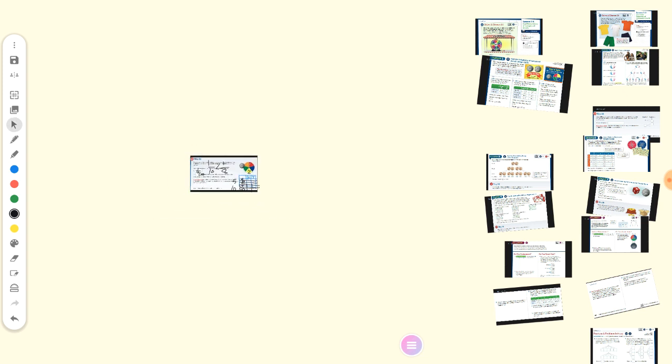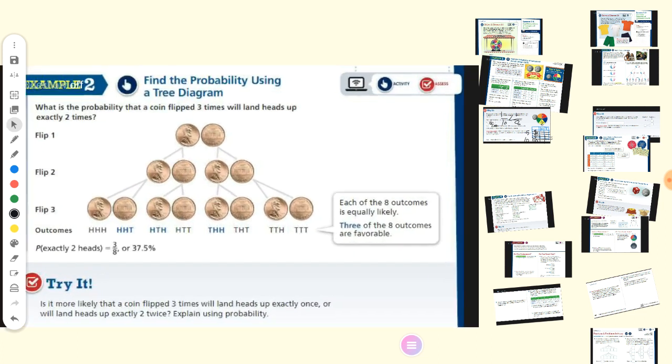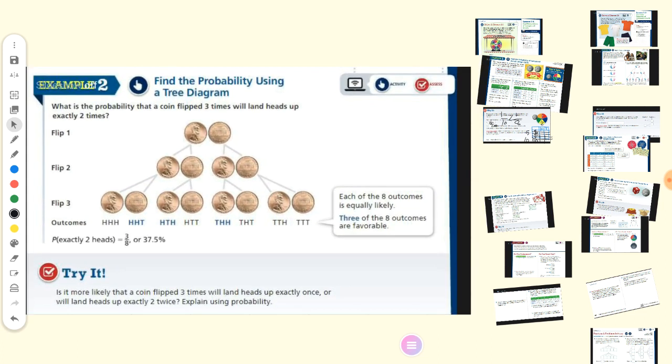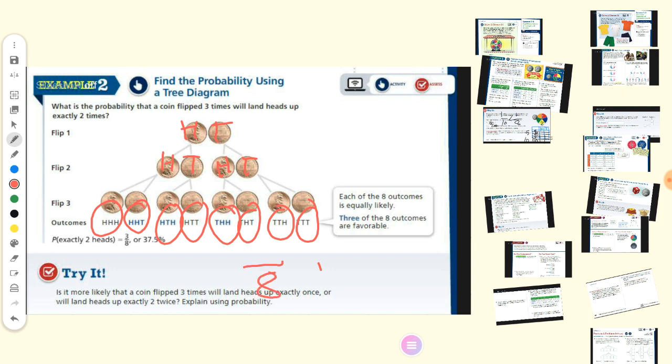Okay. Also, what are we still doing? How to find the probability of one event. If we flip the coin 3 times, first time head or tail, second time head or tail, third time head or tail, and so on. First time head, tail, head, tail, head, and so on. So you have 8 outcomes, so the denominator is 8.